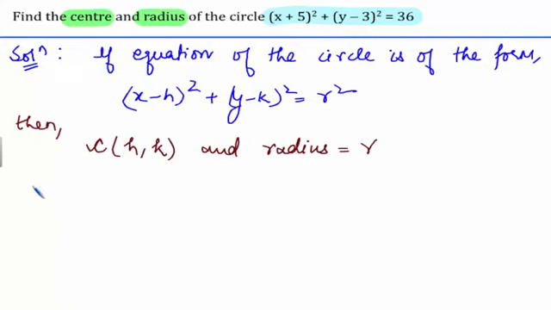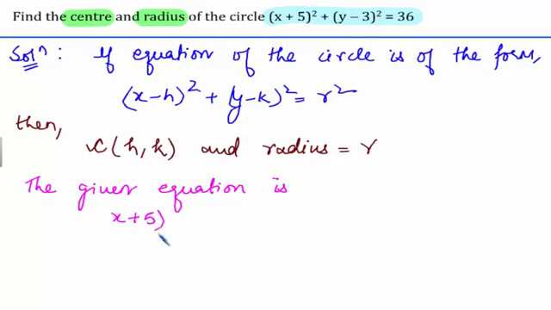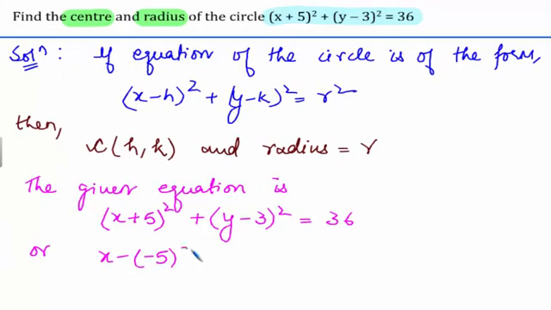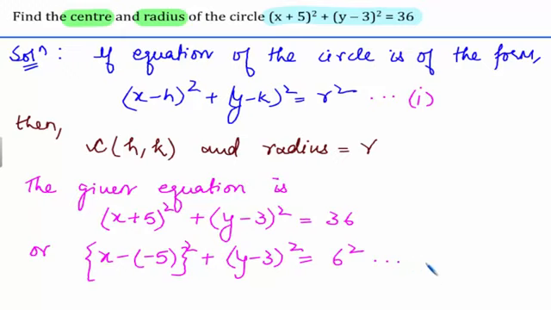Now let us see the given equation. The given equation is x plus 5 whole square plus y minus 3 whole square is equal to 36, or this can further be written as x minus of minus 5 whole square plus y minus 3 whole square is equal to 6 square. Now let us denote the standard form of the equation of a circle as 1 and this as 2.